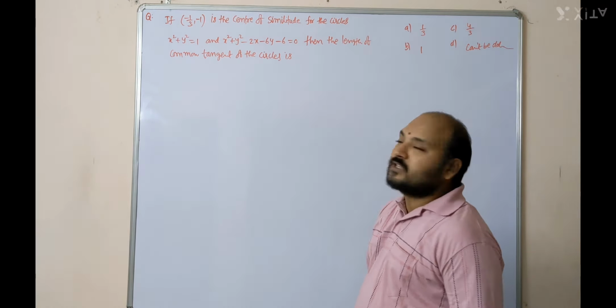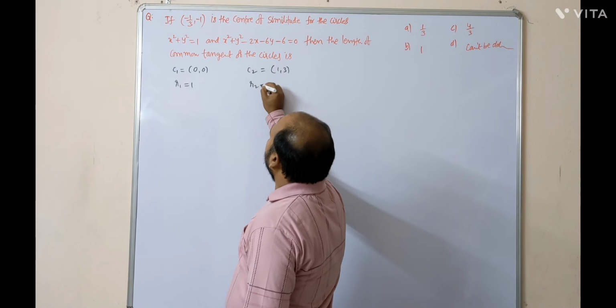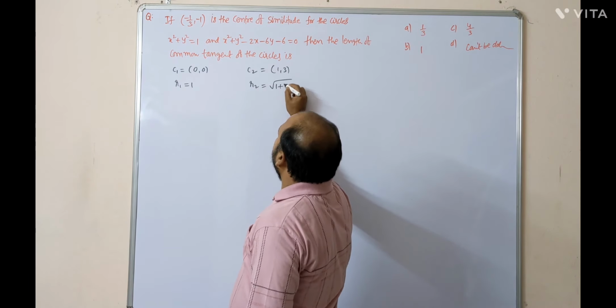(-1/3, -1) is the center of similitude, but whether it is the internal or external center of similitude, we can say by calculating the values of C1, C2, R1, R2. For the first circle, C1 = (0, 0), R1 = 1. For the second, C2 = (1, 3), R2 = square root of 1 + 9 + 6, root 16, that is equal to 4. Taking x1, y1, x2, y2, first I am calculating the ICS.